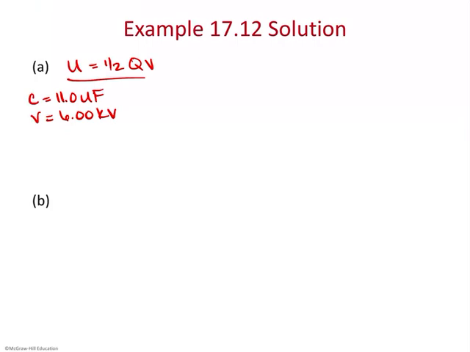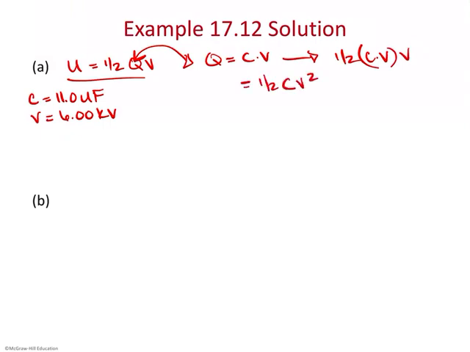Okay, so are we given capacitance in this equation right here? No. So we need to figure out how to get capacitance in there because that's the information that we're given. So just remember here that charge is equal to capacitance times voltage. So now let's plug that in to that Q right there. So we have 1/2 capacitance times voltage times volts, which is just 1/2 capacitance times voltage squared. Okay, that's all it does.